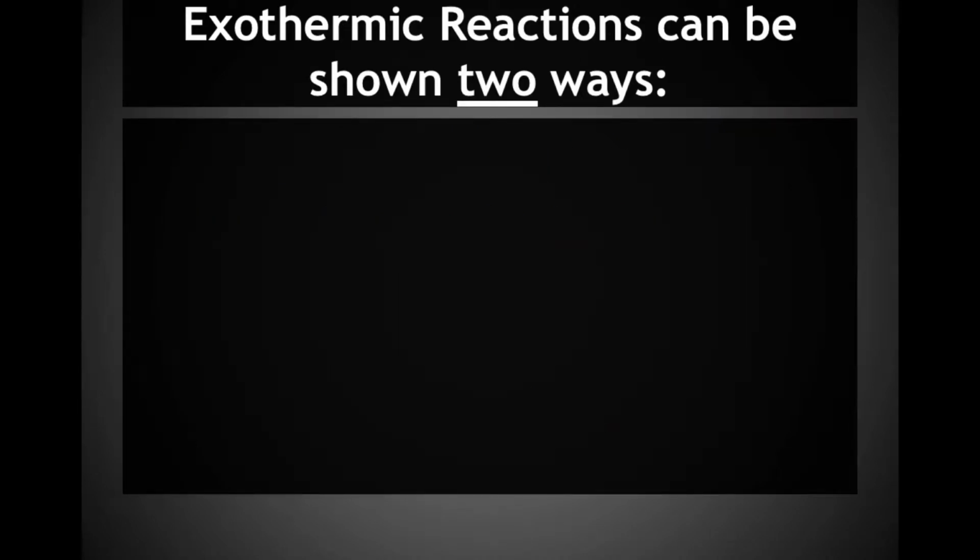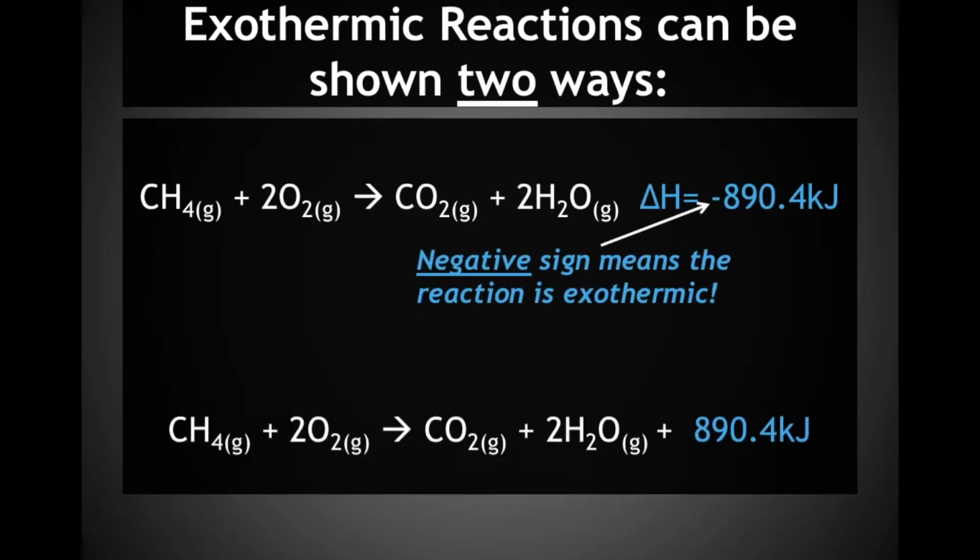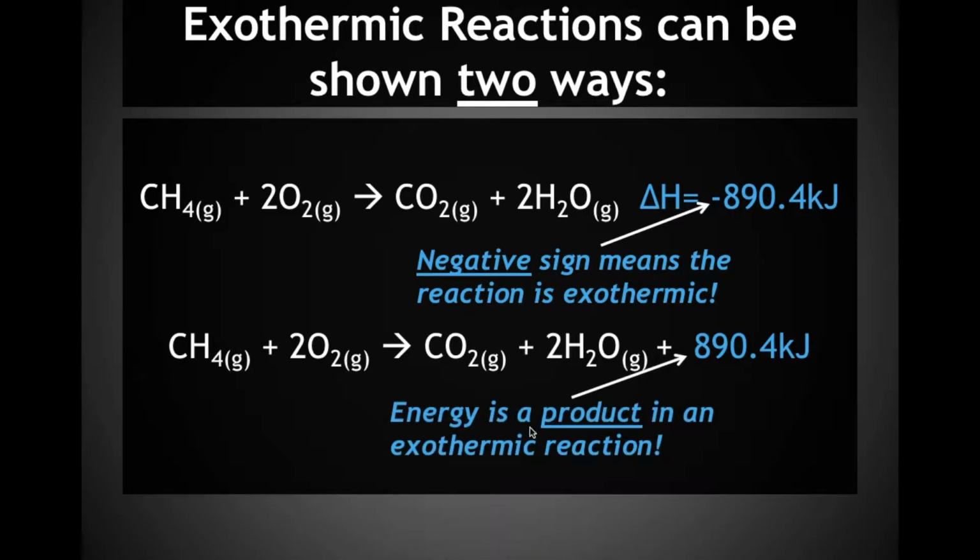All right, so here are the two chemical reactions. It could be shown two ways. The first way is the chemical reaction, and then after it, it'll give you this heat, or delta H, a change in heat. And a negative sign means that the reaction is exothermic, so it is getting rid of heat, it is releasing heat. So the reaction is losing heat. That's why it's a negative sign.